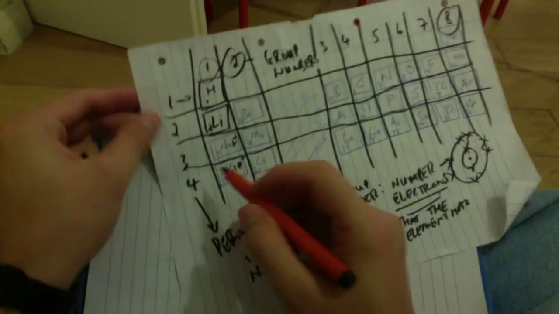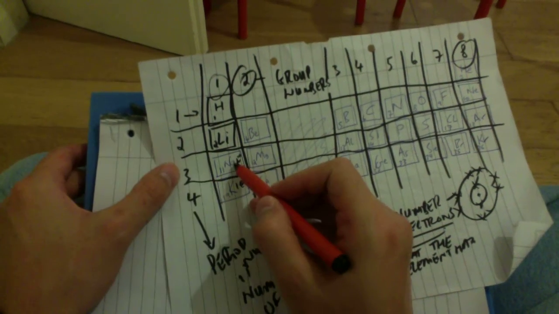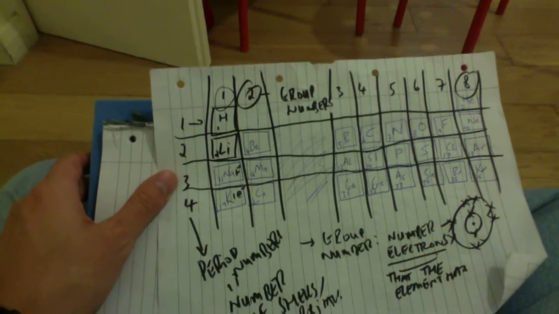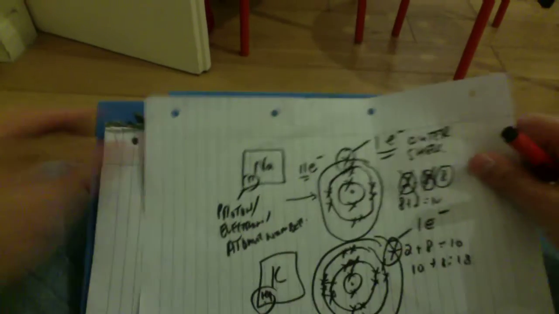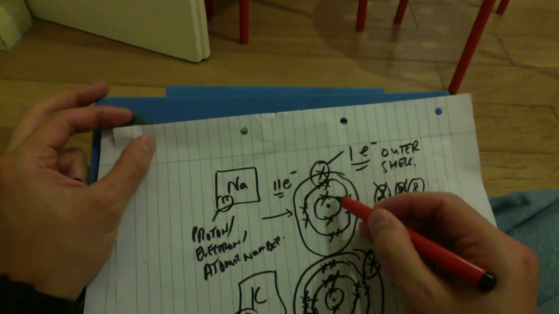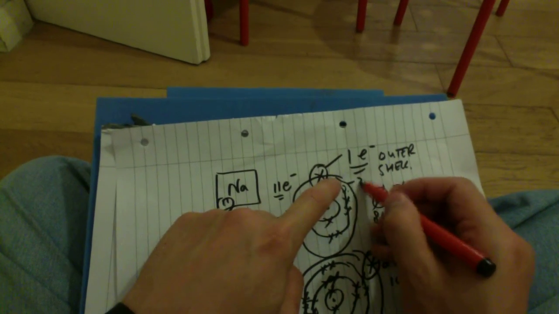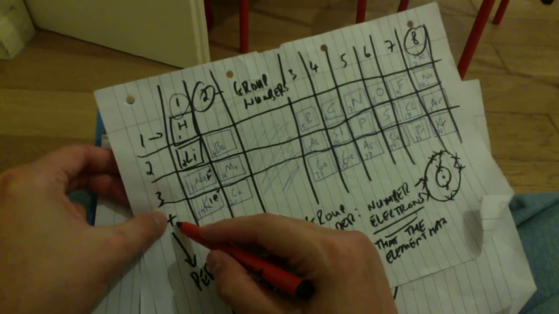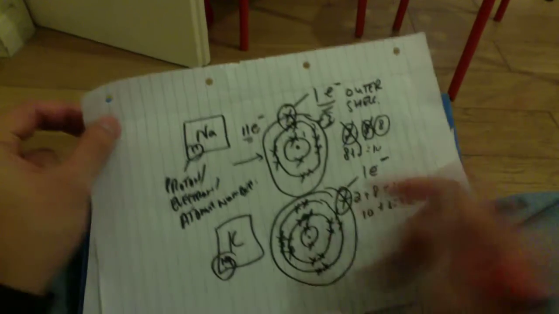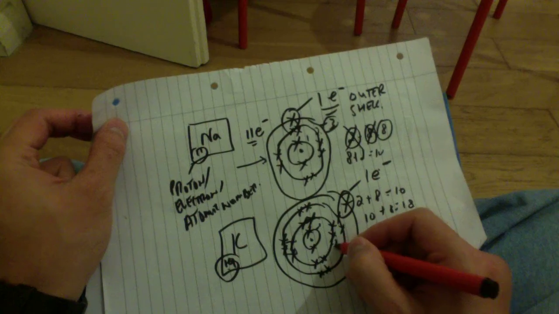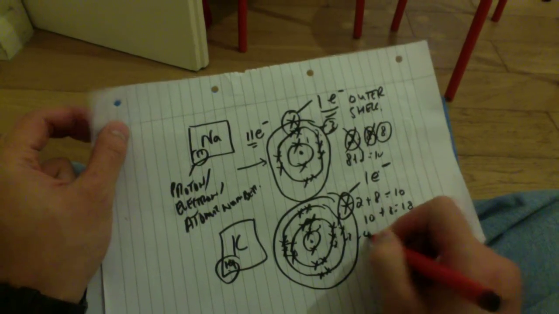So it's saying sodium has only got 3 shells. Let's look at that. So this is sodium. So that's 1 shell, that's 2 shells, and that's 3 shells. So that's right. And it's saying potassium has only got 4 shells. Let's count that. 1, 2, 3, 4.